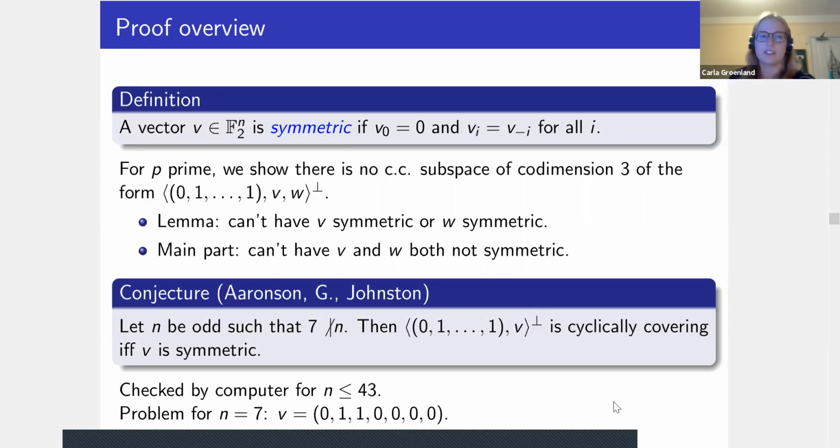Okay, so for the rest of the talk, I'm going to again reformulate the setup, and we'll be looking at that. Our goal will now be to prove this conjecture, which we won't manage to do. But I claim that the insights we have still help for proving the theorem. So now we're going to look at when such subspaces can be cyclically covering, with the 0 or 1's vector and v.